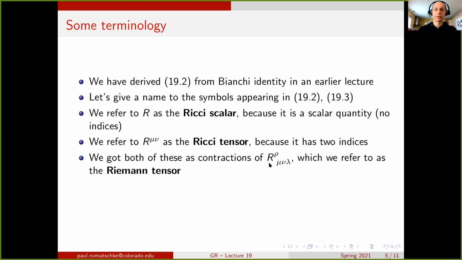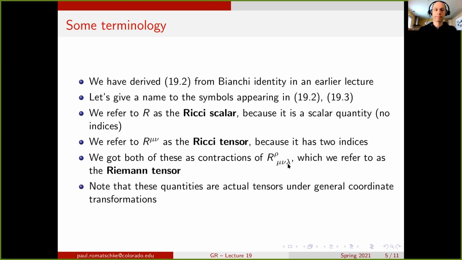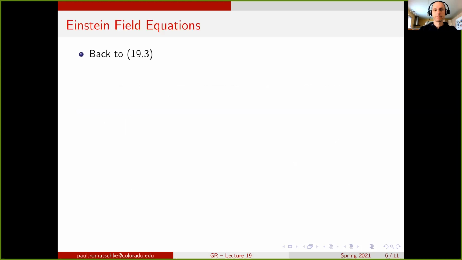So summarizing, starting with the Riemann tensor, we can do a particular contraction to get the Ricci tensor, and if we do another contraction, we get the Ricci scalar. So everything follows from the properties of this Riemann tensor, which, as a reminder, is composed of two derivatives of the Christoffels plus two terms that involve Christoffel symbols squared. Note that the names tensors and scalars are not just arbitrary names for these. These are actual tensors and scalars under general coordinate transformations.